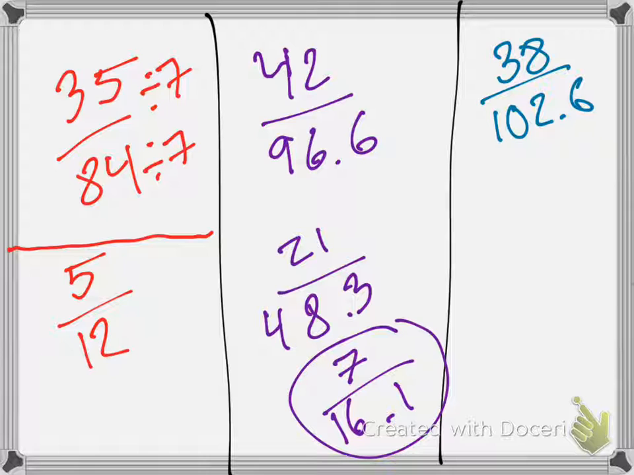What's 38 divided by 2? What is it? 19. Let's see, who says Matthew? 19. Exactly. What's 102.6 divided by 2? What's 100 divided by 2 first? What's 100 divided by 2? Jaden. So it's going to be 50.